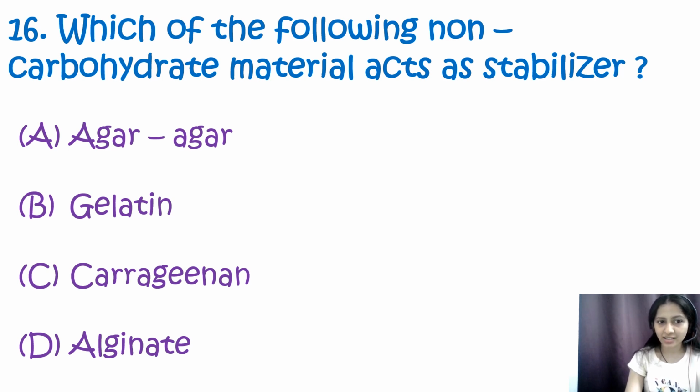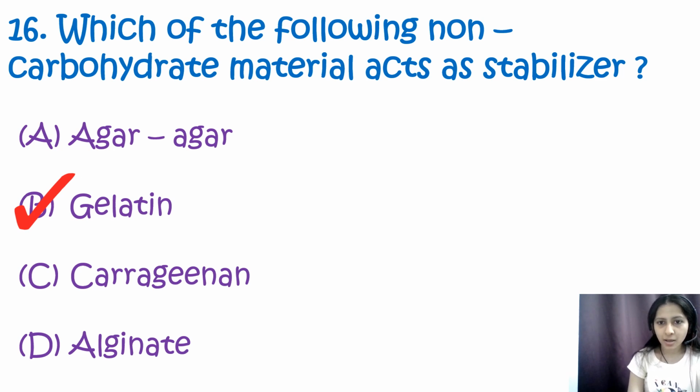Options are agar-agar, gelatin, carrageenan and alginate. So over here my correct option is B, that is gelatin. But we know that agar-agar, gelatin, carrageenan and alginate, these four are examples of stabilizers. They act as stabilizers.